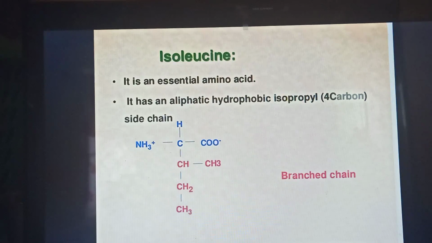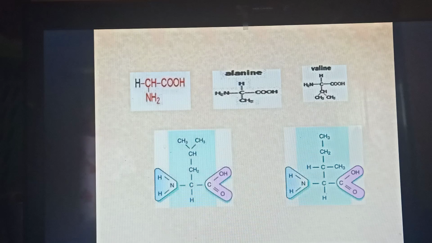Next, isoleucine. Isoleucine is also aliphatic, with 4 carbon atoms, 1, 2, 3 and 4: 3 in a straight chain and 1 branched. You call it isoleucine. Now, this is the structure showing an amino acid. The structure of an amino acid is shown here, and we will discuss it later.